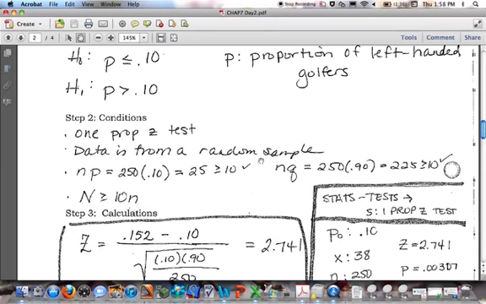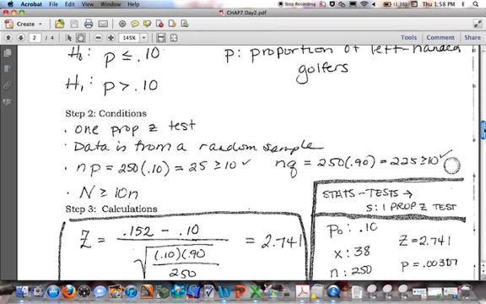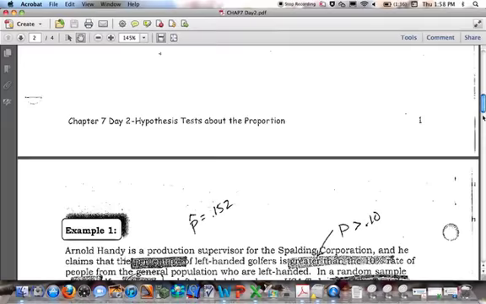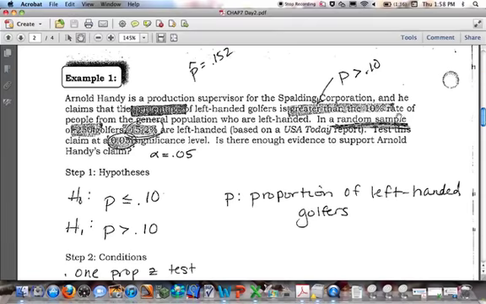This data is from a random sample. It said that it was random. It says in a random sample.